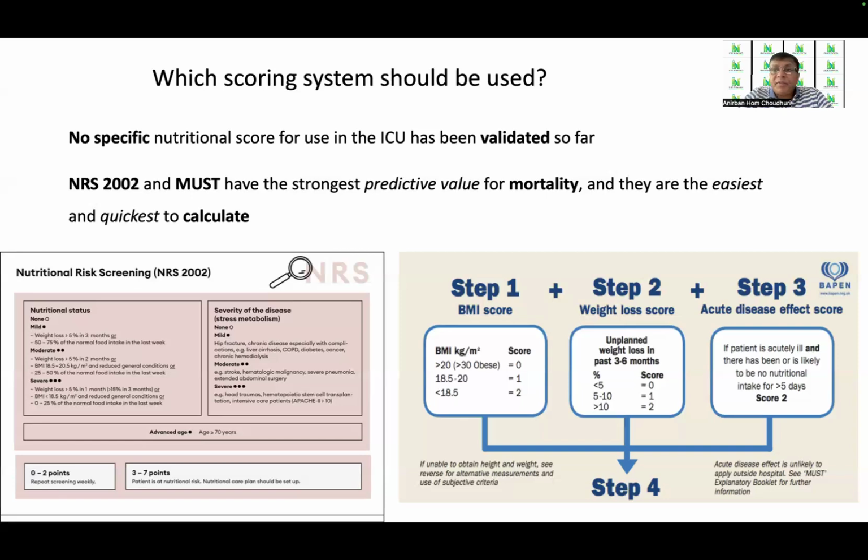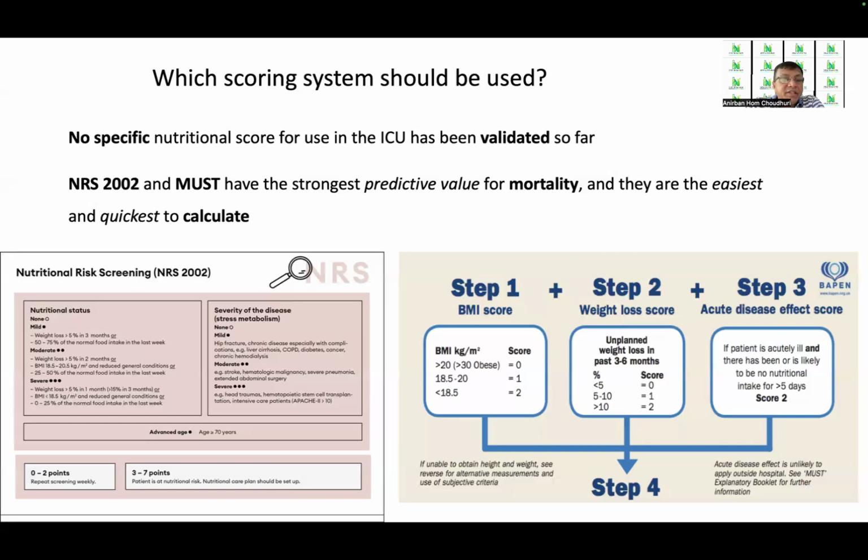The nutritional status is classified as none, when the patient is not at any risk; mild, when the weight loss is more than 5% in 3 months, or 50 to 75% of the normal food intake in the last week; moderate, when the weight loss is more than 5% in 2 months, or BMI is between 18.5 to 20.5 kg per square meter and reduced general condition, or food intake is reduced to 25 to 50% of normal during the last week; severe, where the weight loss is more than 5% in 1 month or more than 15% in 3 months, or BMI is less than 18.5 kg per square meter and reduced general condition, or 0 to 25% of the normal food intake in the last week. So this is mild, moderate, and severe.